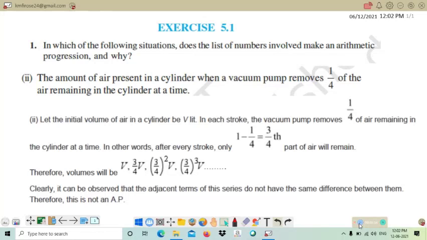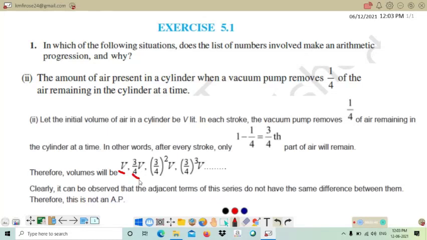So in other words, we can say 1 minus 1 by 4, that is 3 by 4 of the air will remain. Therefore the volumes we can write like this. The first volume is V, and the second, after 1 by 4 is removed, will be 3 by 4 of V.